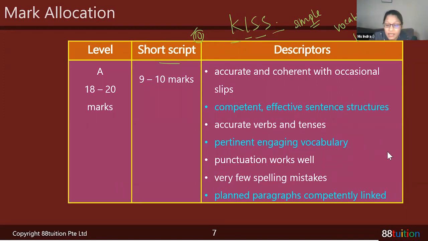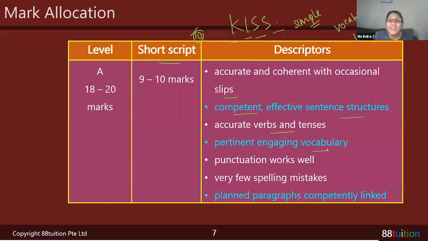Okay, students? Now, let me go on to elaborate more on what we actually look out for in the top bands. I'm only giving you the top bands, basically between 15 to 20 marks, because this is what we are all aiming for, right? Remember, we have to be very accurate and coherent with very few slips of language. Now, competent, effective sentence structure that gets our points across very effectively. Accurate verbs and tenses, of course, we cannot make mistakes in our subject-verb agreement, for example, right?